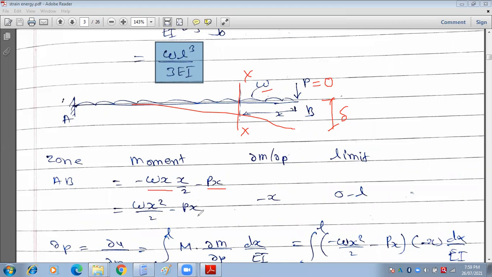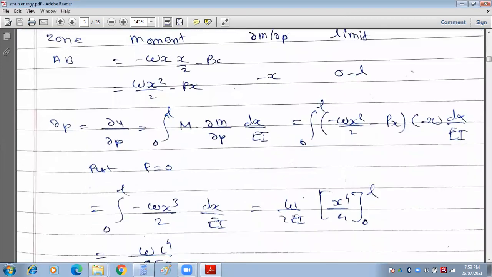Now the partial derivative of this moment with respect to applied load P. Here only in this term P is present, that's why the partial derivative will be minus x, and x varies from 0 to L over here. Now again simplify the terms. Before simplification, put the values: moment is minus W x square upon 2 minus Px, and the partial derivative is minus x.